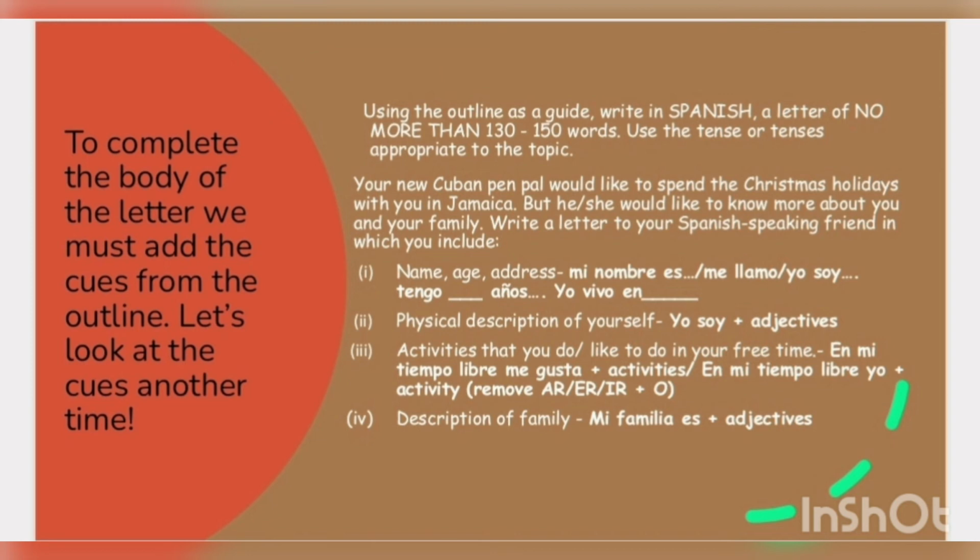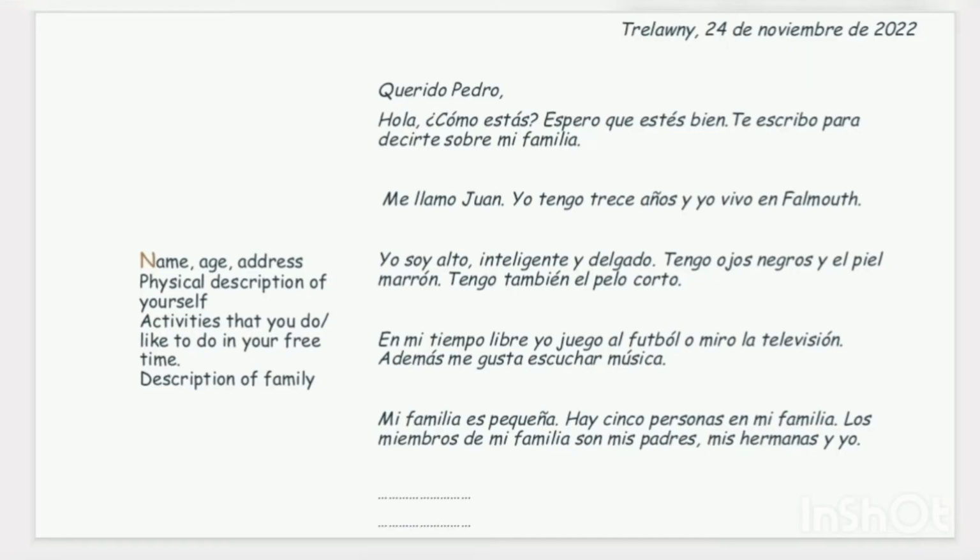The next thing you should put is your age. How do you say your age? Yo tengo, blank, años. How do you say your address? Yo vivo en, then you put where you live. So what I have there beside each of the cues, that's what I want you to do in pen or pencil. Just write down your notes before, so when you're ready to start fleshing out the letter, your ideas will flow better. So let's look at the letter together.